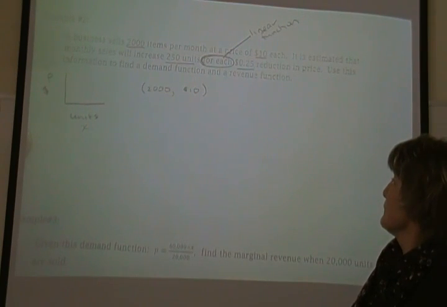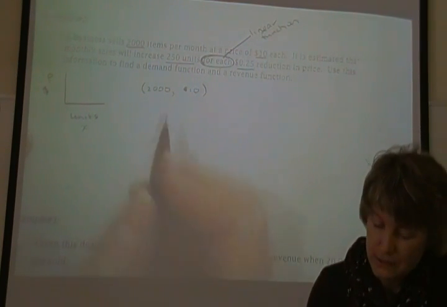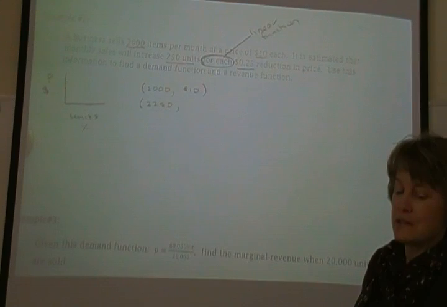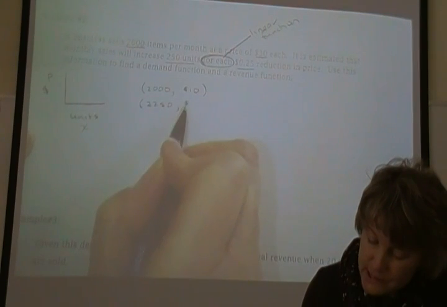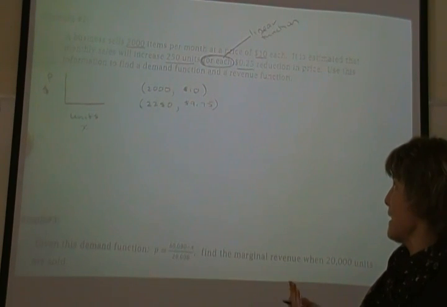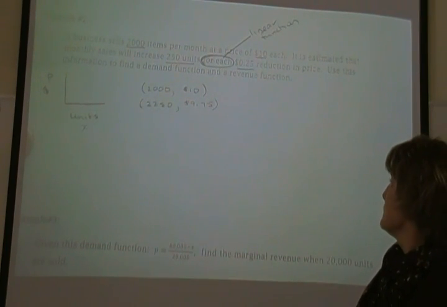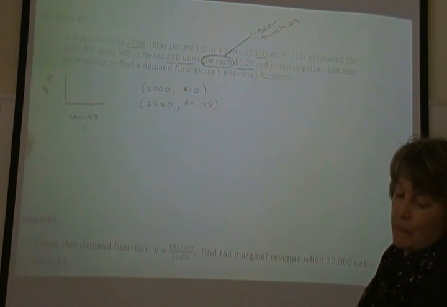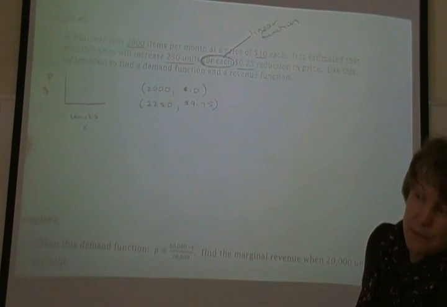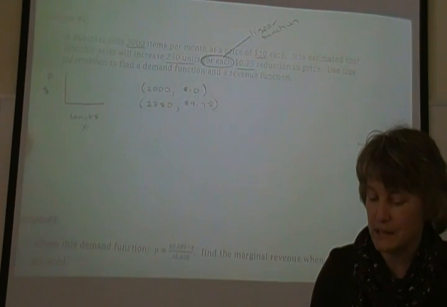And then if I'm going to increase sales 250 units, that means I'm going to now sell 2,250, but only if I drop the price to $9.75. So here are 2 points that I have from the words that I had up at the beginning. 2,000 units when the price is 10, 2,250 units if the price is $9.75. And if I have 2 points, I can come up with a slope. And if I have a slope and a point, I can come up with an equation of the line. And that's where I'm headed next.